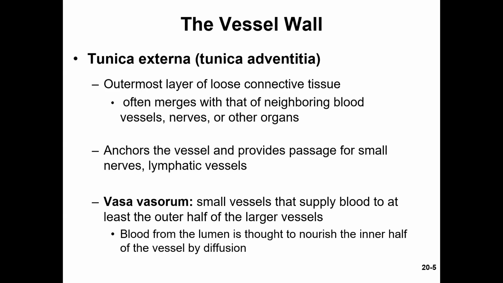So what this is demonstrating is that vasa vasorum are vessels that are intended to supply the outermost portion of larger vessels because the diameter is going to be bigger. And the inside of the vessel itself, where the blood will run, what they're saying here is that we think at this point that the nourishment for those inner tissues comes directly from the blood by diffusion.